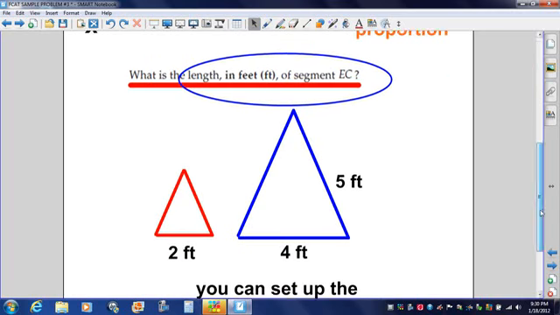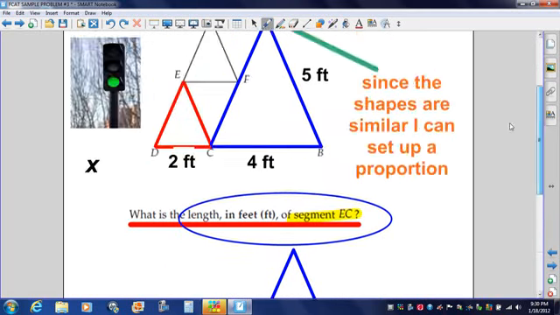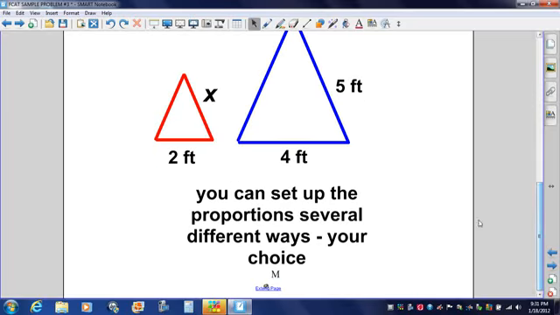And I'm going to go back and read the question. What is the length in feet of segment EC? So if we come back up here and look at our picture, here's E, here's C. This is the side they're asking me to find. So we're going to call this side X. So if you would, on your picture, label the red triangle side X.